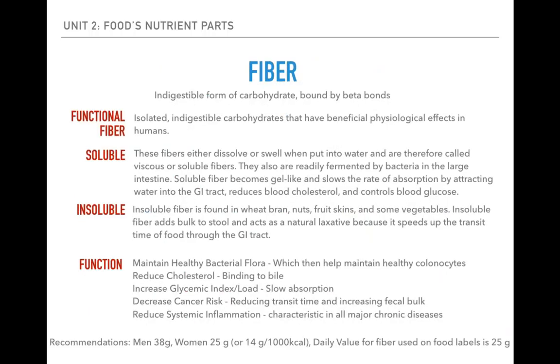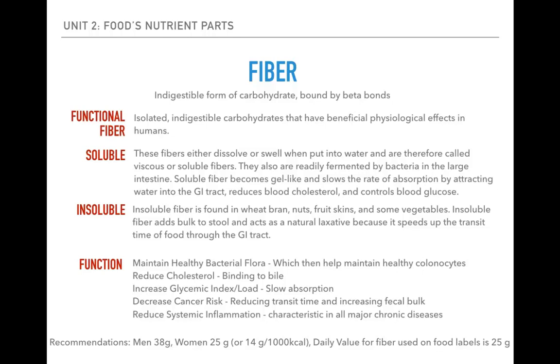So then we move to fiber. Now this is defined as an indigestible form of carbohydrate. These are not bound by alpha bonds like our starch. These instead are bound by beta bonds. You think we're the alpha species, right? So we can only break down alpha bonds. We cannot break down beta bonds, which means that these don't get digested.